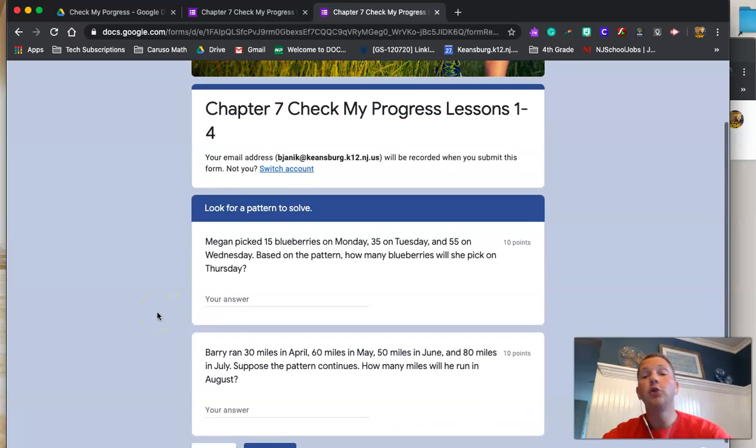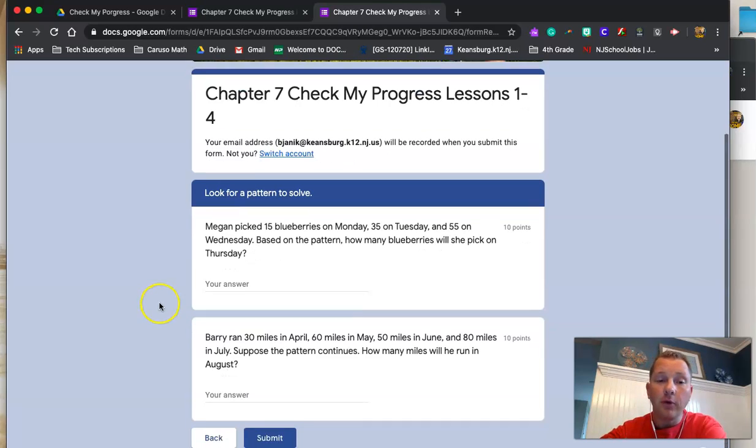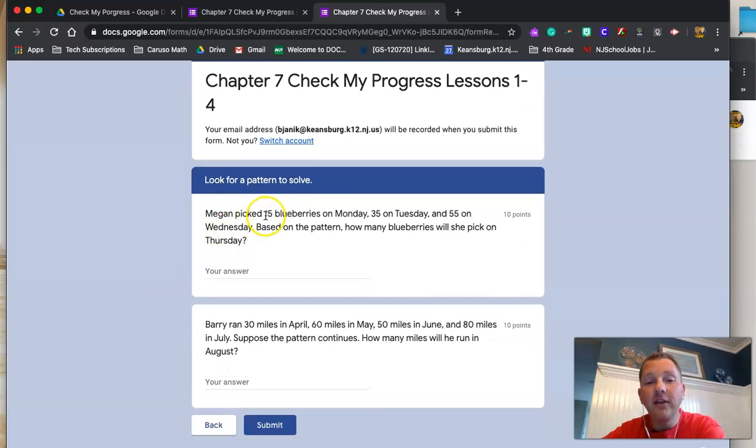And then the last, there's 2 word problems. First word problem reads, Megan picked 15 blueberries on Monday, 35 on Tuesday, and 55 on Wednesday. Based on the pattern, how many blueberries will she pick on Thursday? I would hope you would write in a complete sentence, please. In fact, I'm requiring it. If you don't write in a complete sentence, you're not getting the full credit.